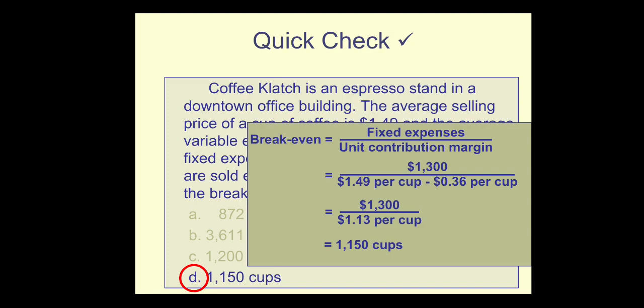If the business sells more than that, the business will make profit. If the business sells less than 1,150 cups, the business is making loss. Okay, this is the break-even point in terms of quantity.